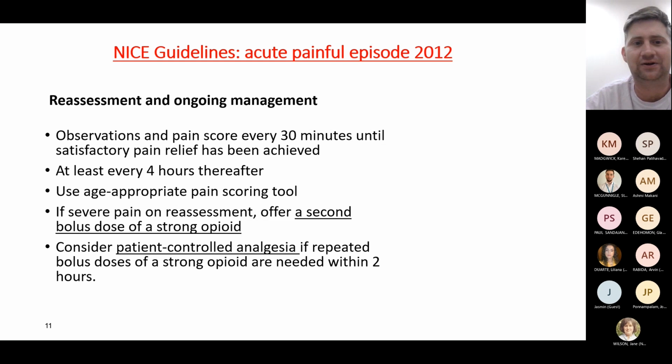If severe pain on reassessment, we need to offer a second bolus dose of strong opioids, okay? And consider PCA, as I said, if repeated boluses are needed within 2 hours of presentation.